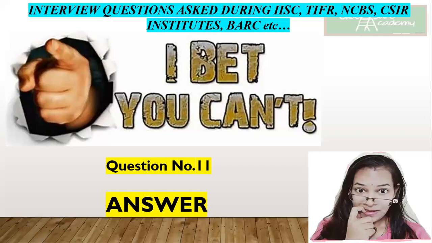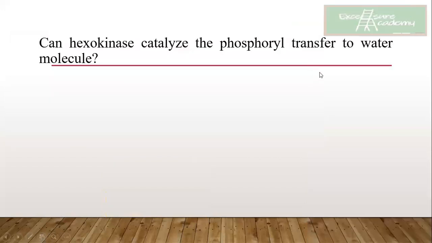There was nothing asked from outside, and nobody manipulated it to create a question. This question was there in the textbooks also. If you have gone through Lehninger and Schaum's outline books, everything is given over there. So, what was the question? Can hexokinase catalyze a phosphoryl transfer to a water molecule?